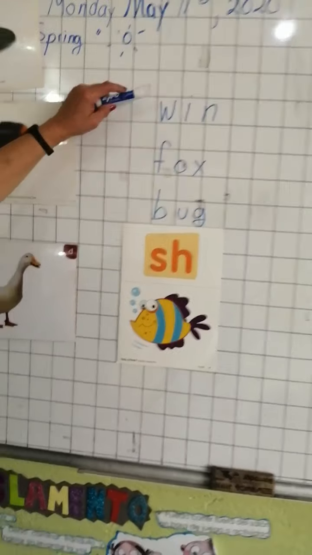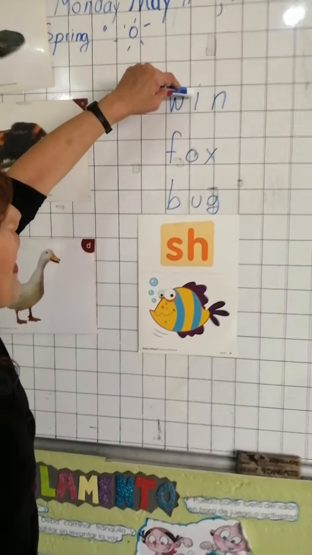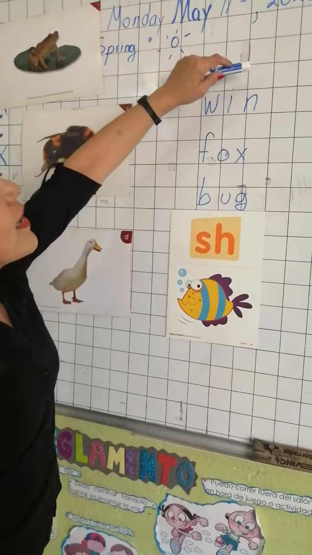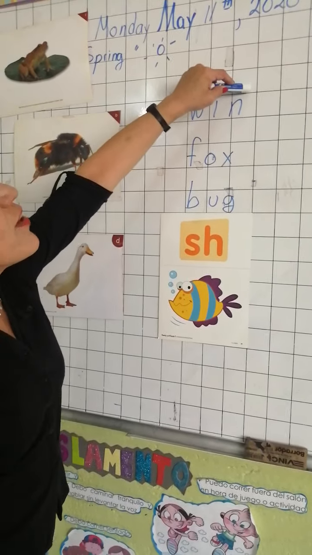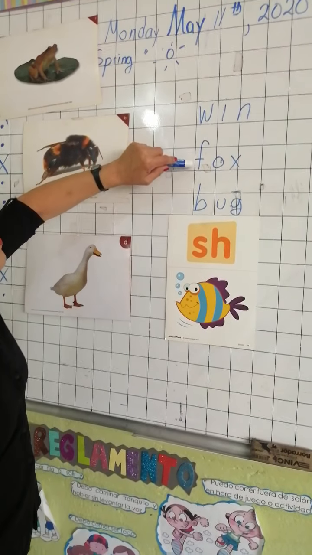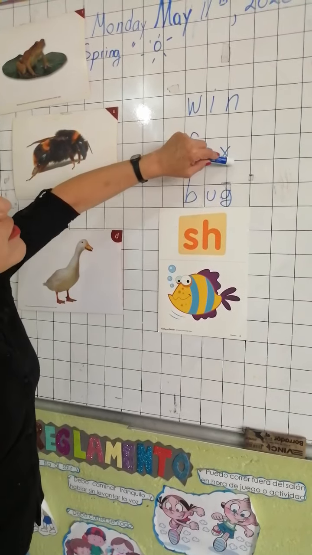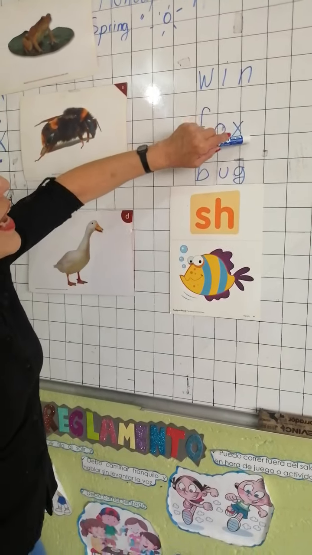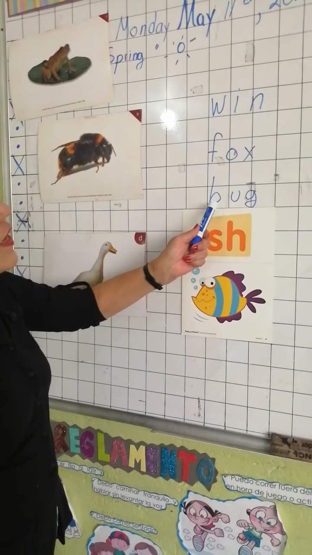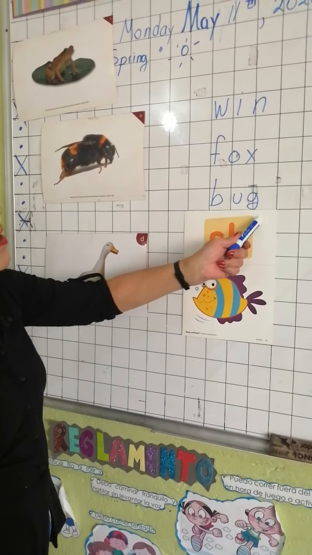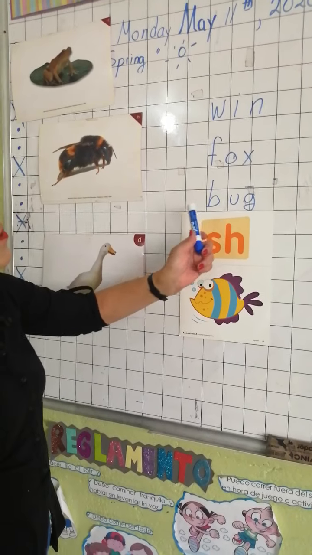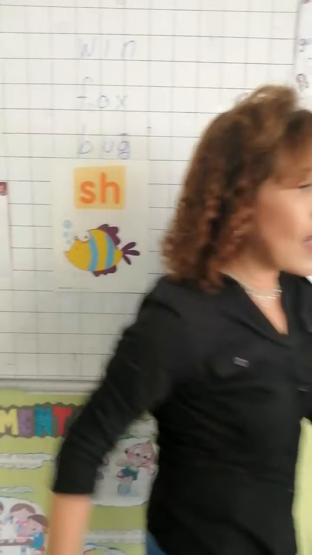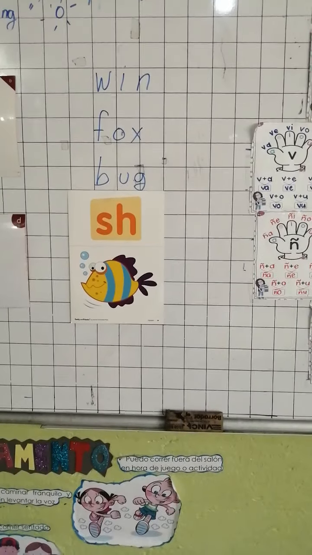Pay attention. W I N, win. Perfect. Fox. F O X, fox. Good. And the last one, bug. B U G, bug. Okay, kids? These three words you are going to practice at home. And we are going to work now with our books.